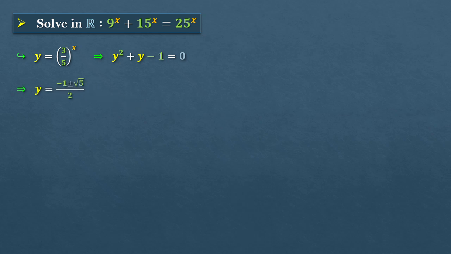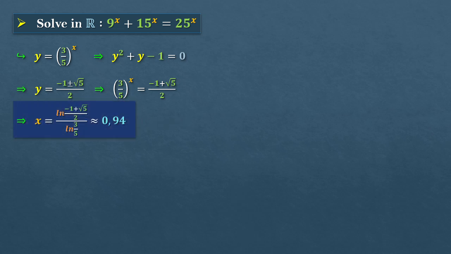Solving it gives y equal to the quantity minus 1 plus or minus the square root of 5 divided by 2. Since y represents a positive quantity, we discard the negative solution. Finally, we return to the original variable. We have 3 divided by 5 to the power of x equal to the quantity minus 1 plus the square root of 5 divided by 2. Taking the natural logarithm of both sides allows us to solve for x, giving the unique real solution, which is 0.94. By rewriting the bases, factoring carefully, and introducing a clever substitution, we transformed a difficult exponential equation into a simple quadratic equation.